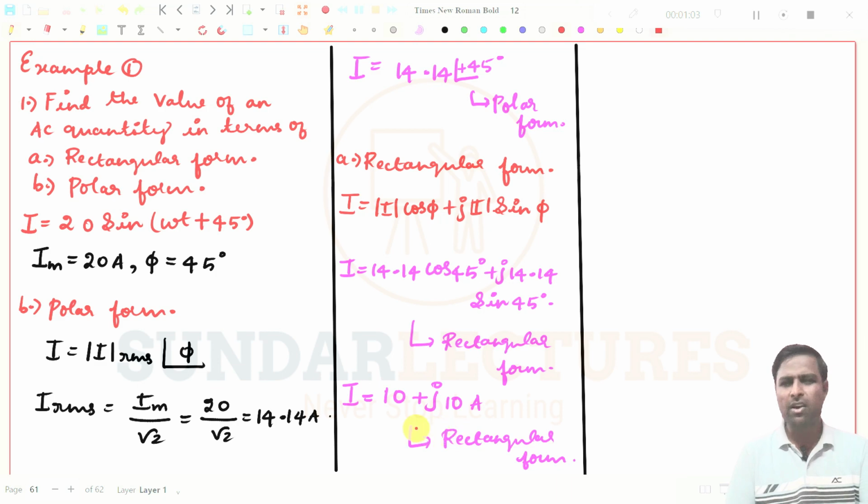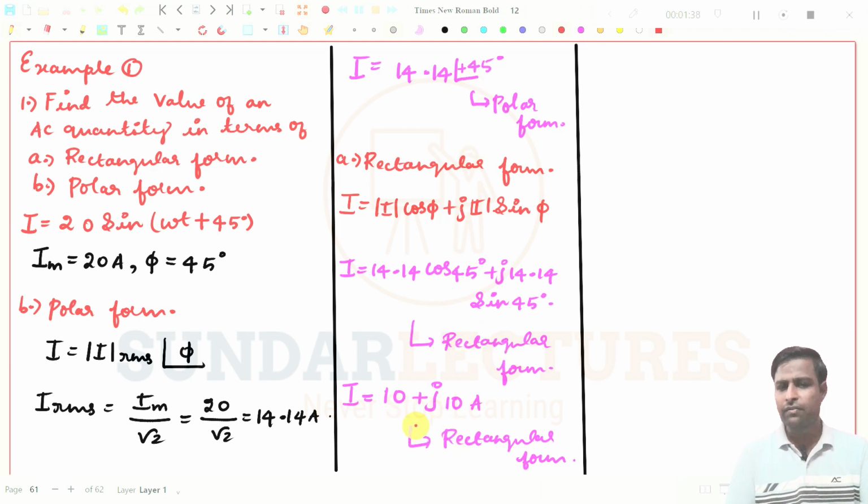So from here also you can find the polar form. That is also easy to find. For example, they have given I is equal to 14.14 at an angle of 45 degrees. This is in polar form, and you can easily convert that polar form into rectangular form by writing I equals 14.14 cos 45 degrees plus j 14.14 sin 45 degrees. If you simplify this, you will get this value.